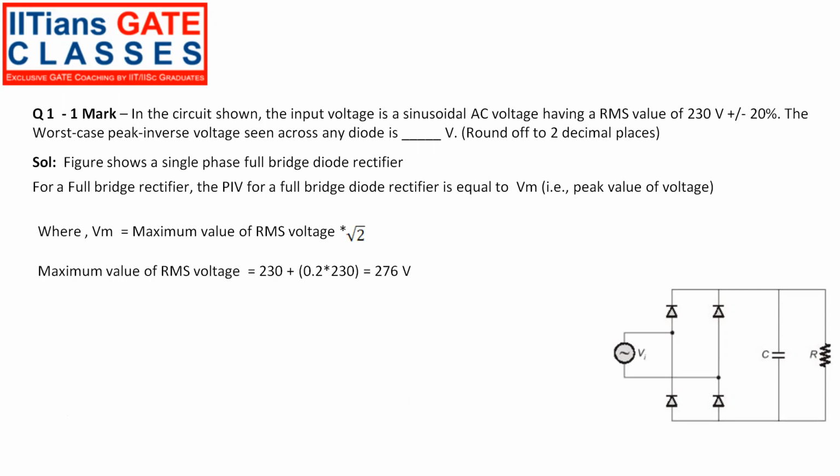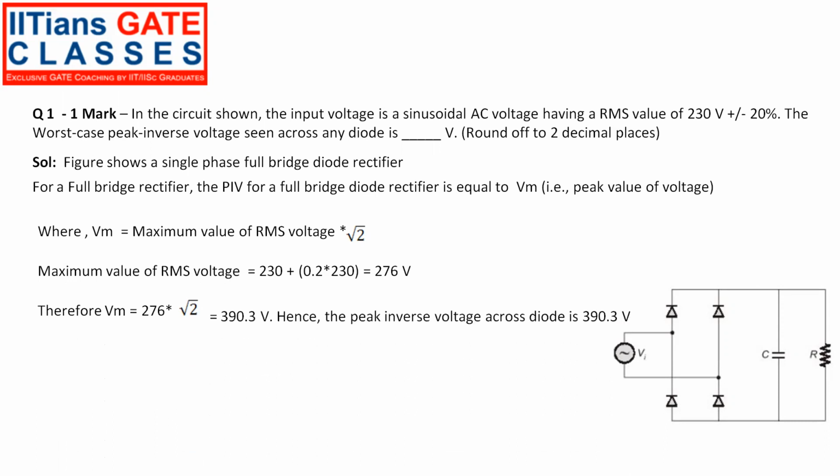So once we got the maximum value of RMS voltage, the peak inverse voltage is obtained by multiplying with root 2. So that is equal to 390.3 volts. So hence the peak inverse voltage across the diode is 390.3 volts.